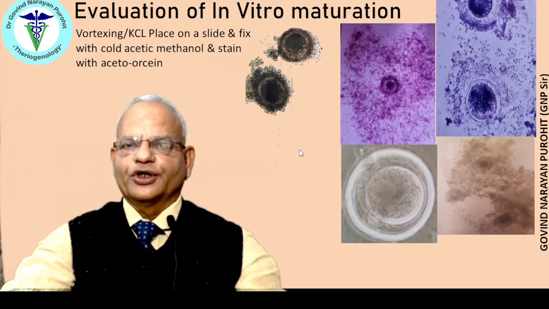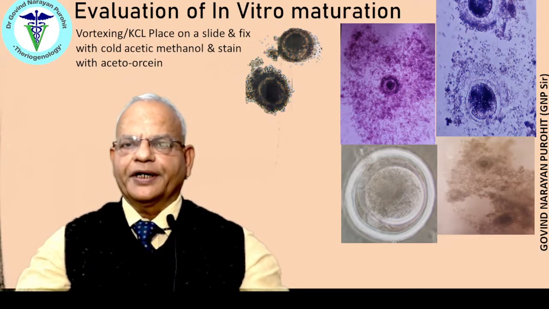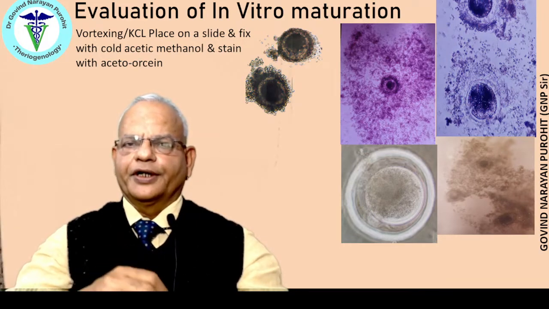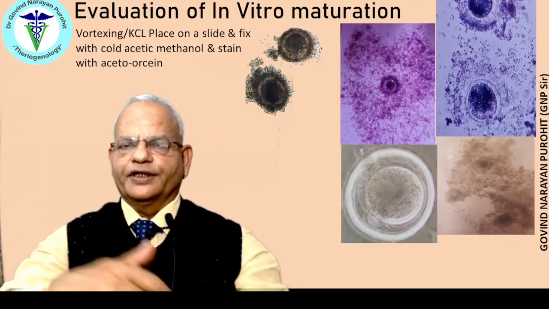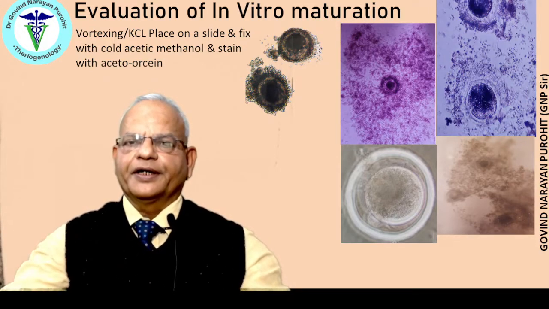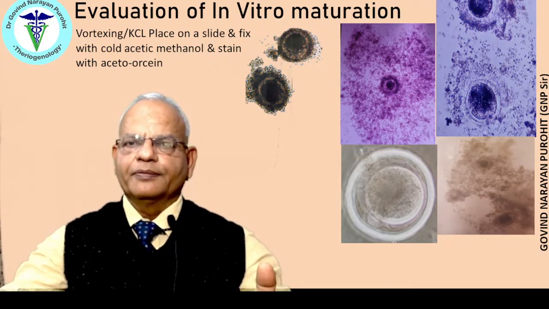And then for staining of the oocytes, only 10% of the oocytes are taken out for staining. The oocytes are taken out, and then they are separated by repeated pipetting, or by vortex agitation, or by placing a drop of KCl in a tube in which the oocytes are placed, and then repeated pipetting will separate out the cumulus cells, and the oocytes will become denuded.